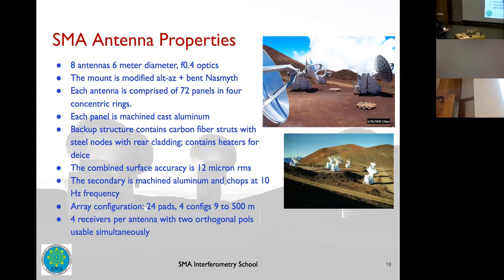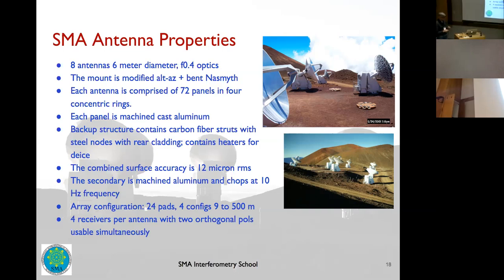There are 24 pads in the array, and there are four possible configurations. The configurations range from separations of about 9 meters to about 500 meters. Then there are four receivers per antenna, and we can use two orthogonal polarizations simultaneously.